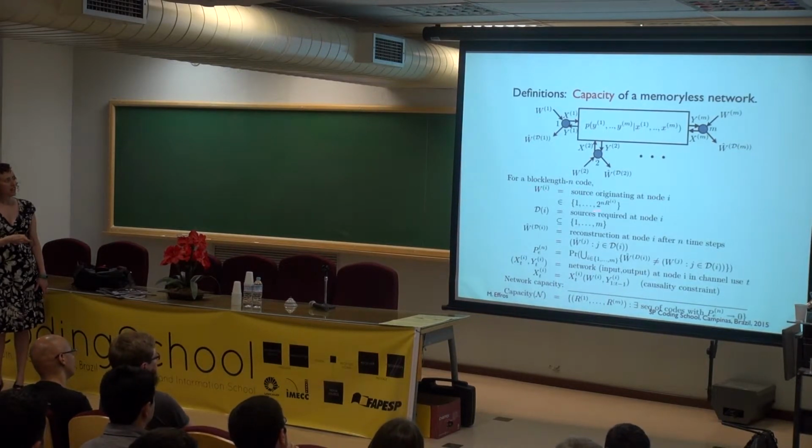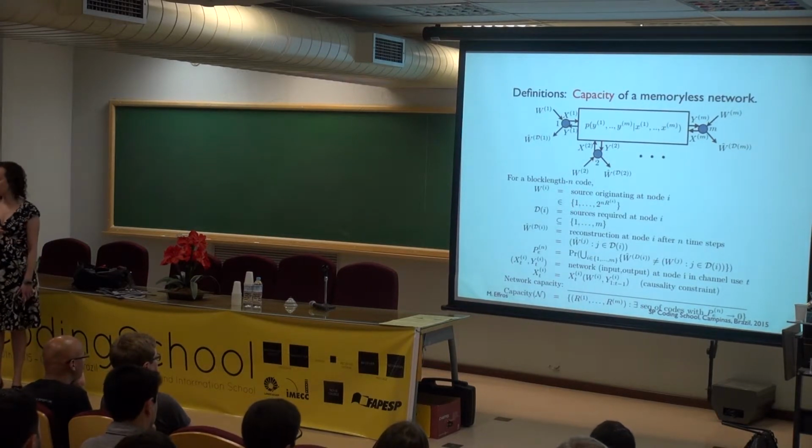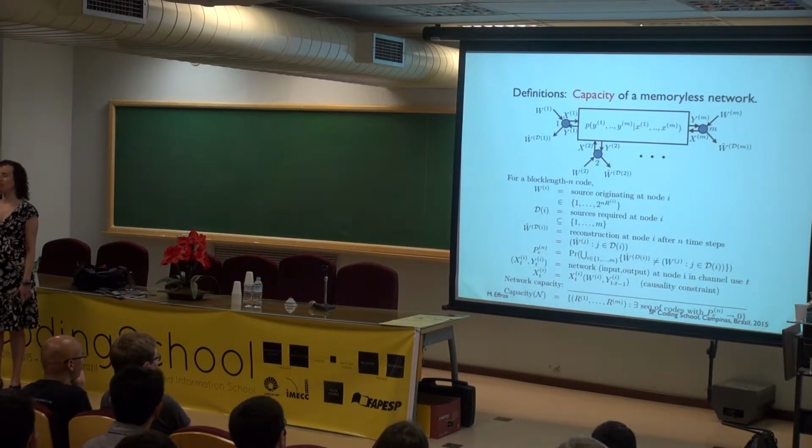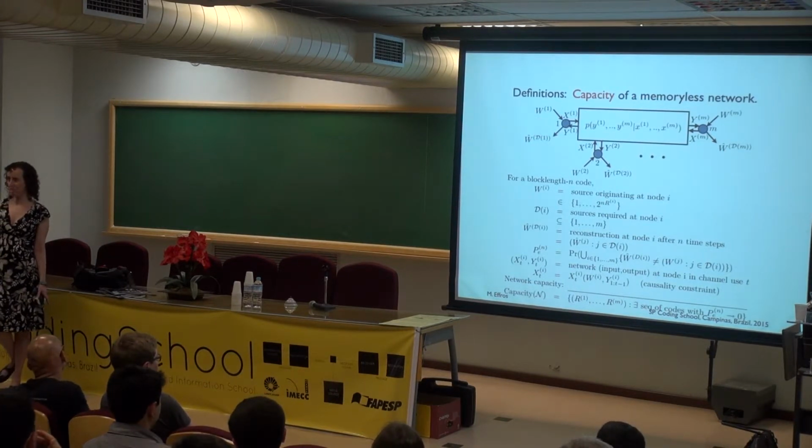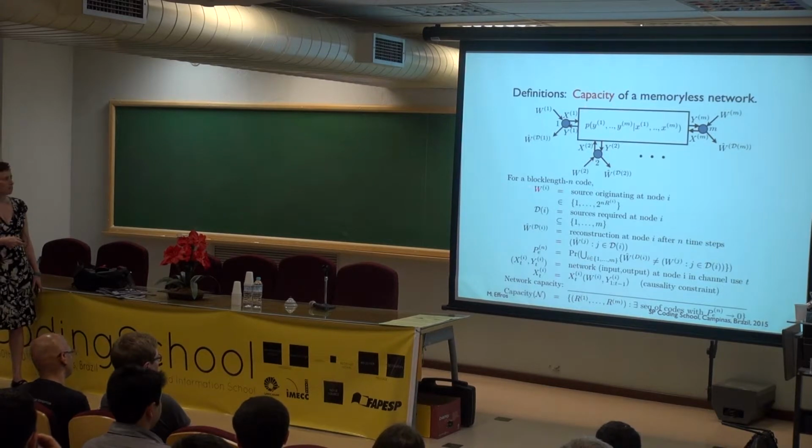And if node I is transmitting at some rate, let's call it rate Ri, that means that in a block length n code, WI can take on 1 of 2 to the nRi possible messages. So everybody has something they want to say. If you really have nothing you want to say, your Ri is equal to 0. We can keep it inside this model.